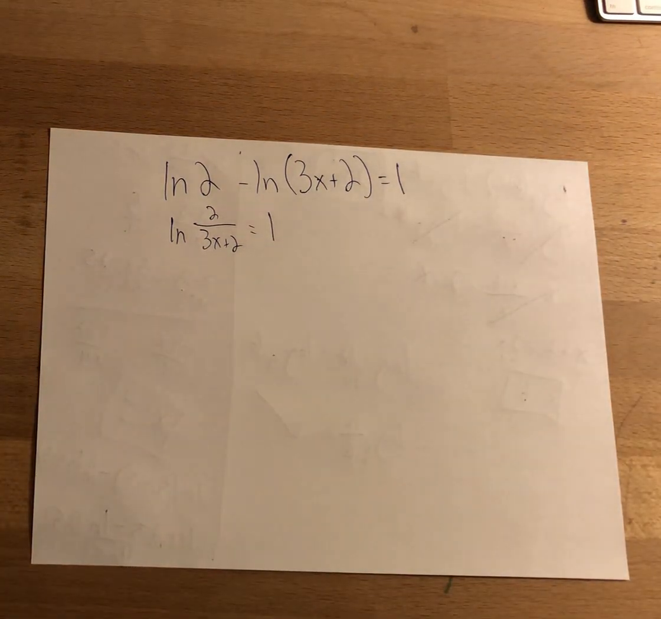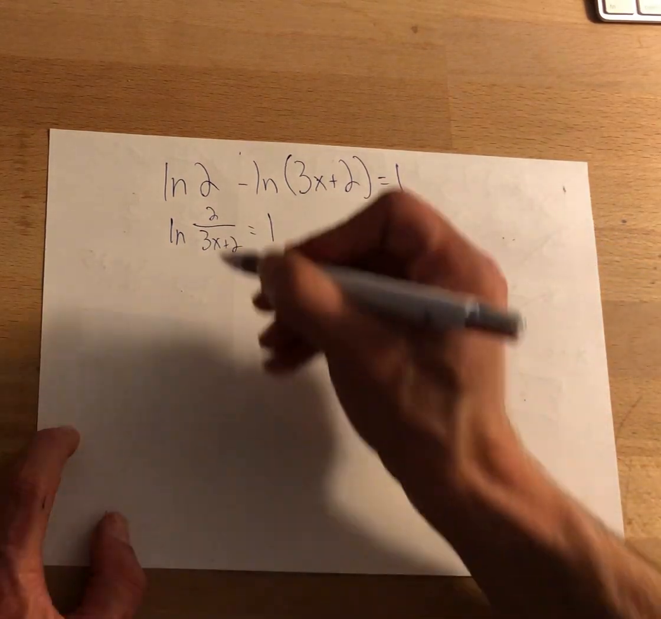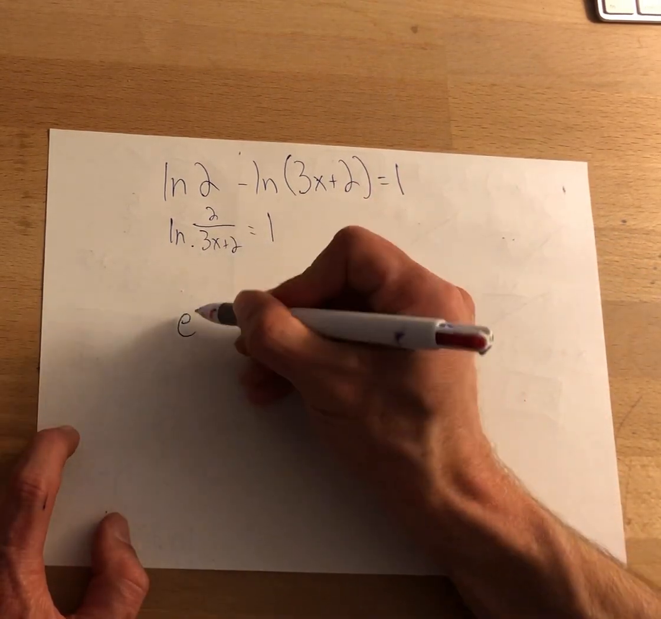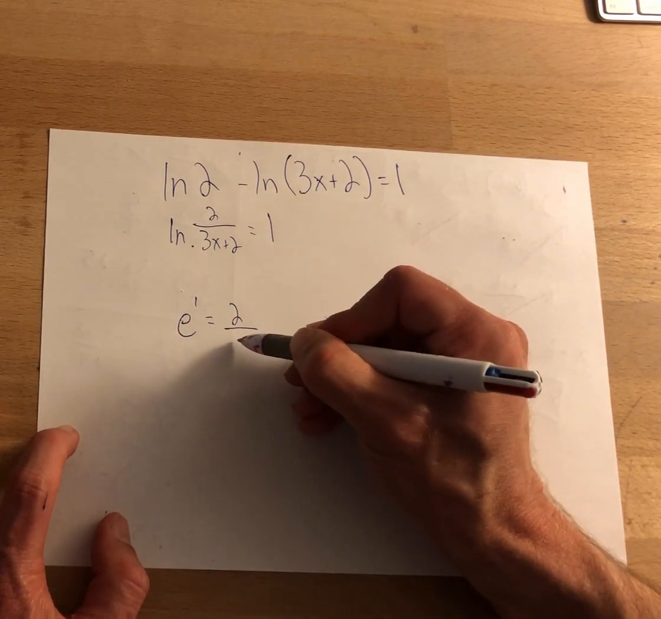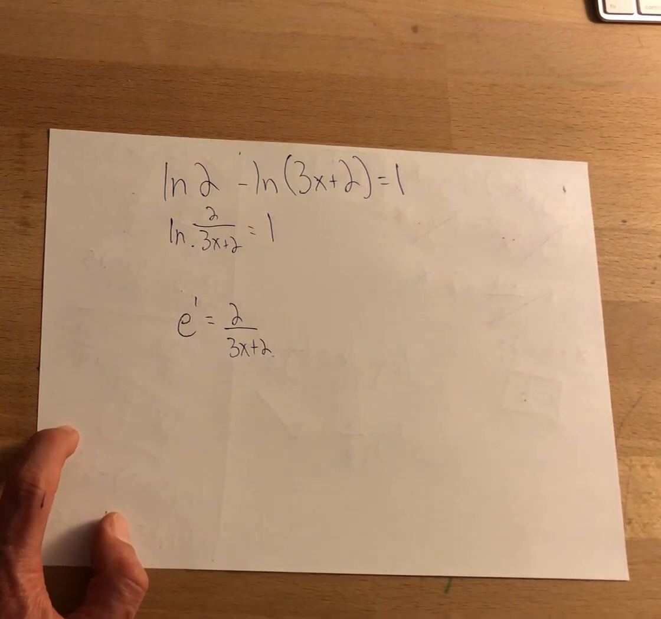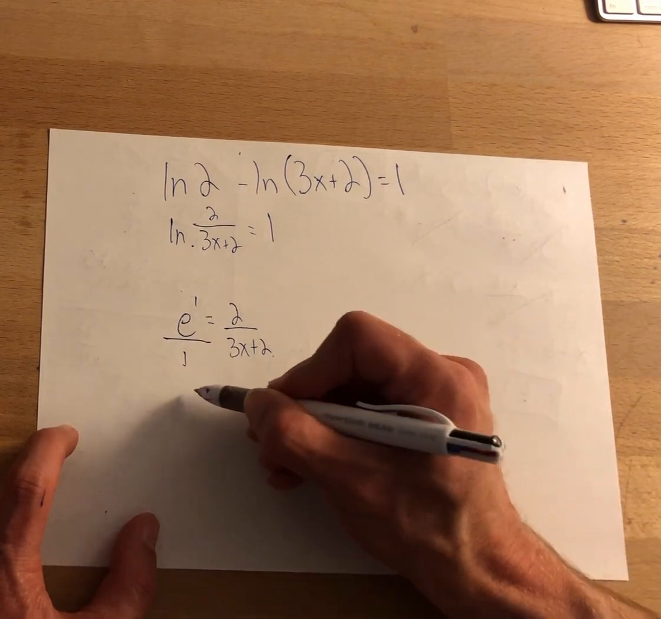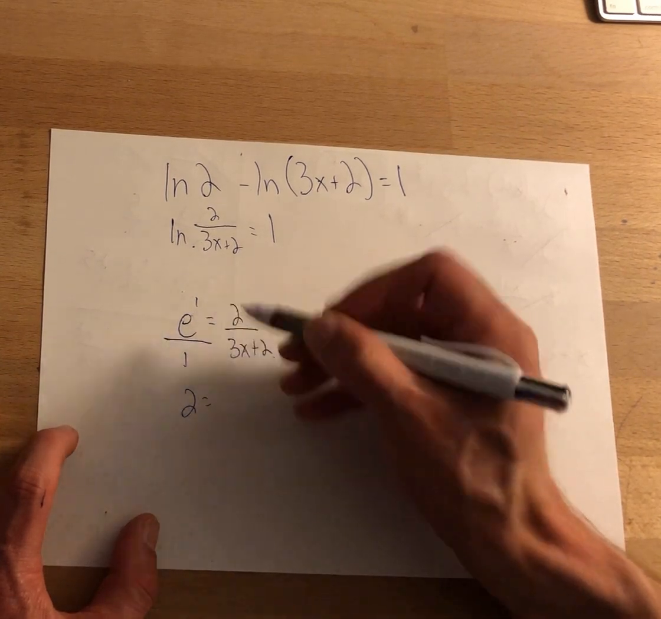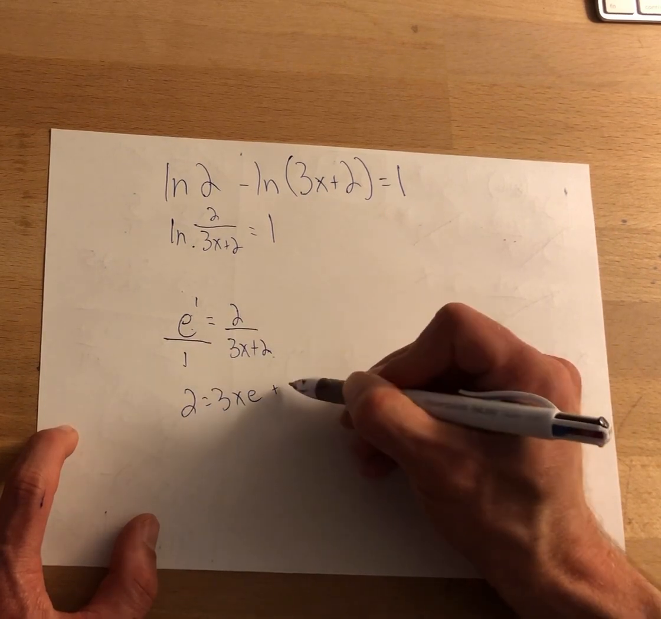So this is where I'm at so far. Now what I have to do is change this into exponential form. So my base, e to the first, equals 2 over 3x plus 2. All right. I'm going to put this over 1, and I'm going to solve for my x. So I'm going to say 2 times 1 is 2 equals 3x times e is 3xe. E times 2 is a positive 2e.